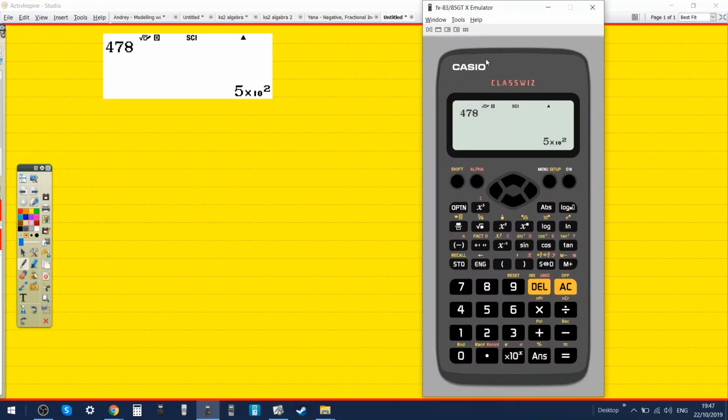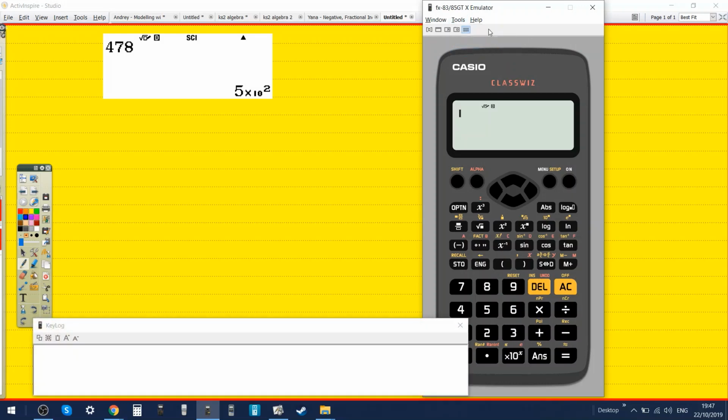To put the calculator back into the normal setting, shift 9 is reset. We want to reset all, so number 3. Are you sure? Press equals for yes. Press equals. And you're done. AC, back to normal. And I will show you my keylogger so you can see what I'm pressing.